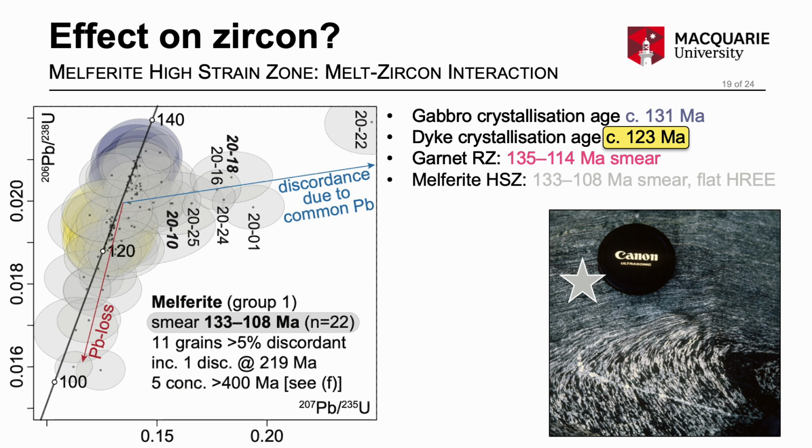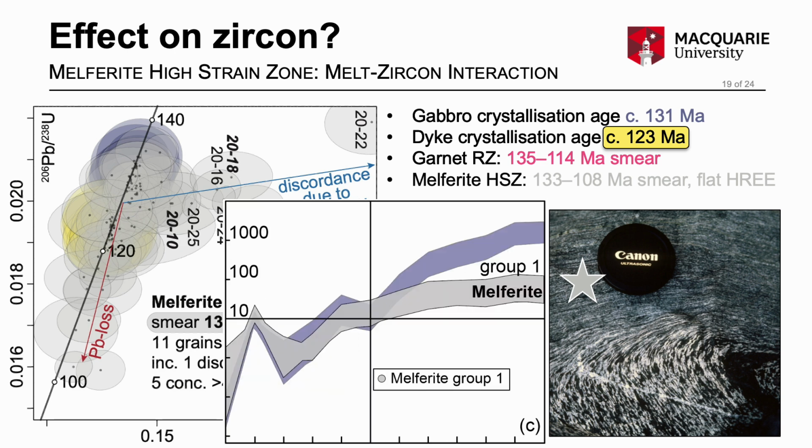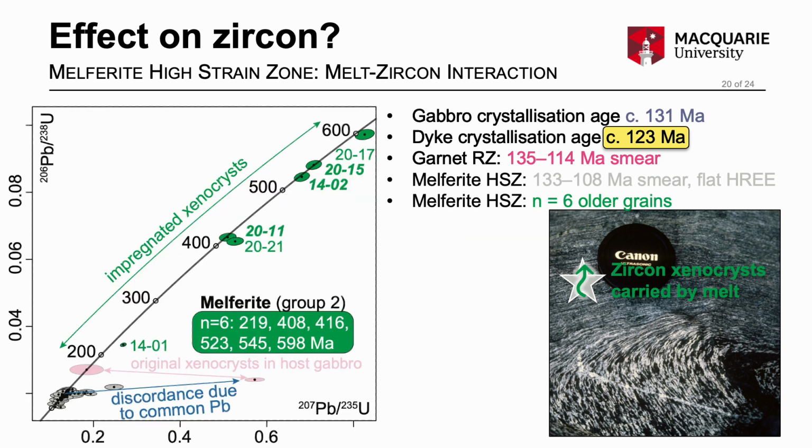Uranium-lead geochronology indicates that most of the zircon in the melphorite high-strain zones have complex spot dates that are smeared over about 25 million years and show some evidence for incorporation of common lead. The rare earth element patterns of zircon from the melphorite high-strain zones are strongly depleted in heavy rare earth elements, as shown by the grey Group 1 data. I'll show you the Group 2 data next. The grey data are here at the bottom.